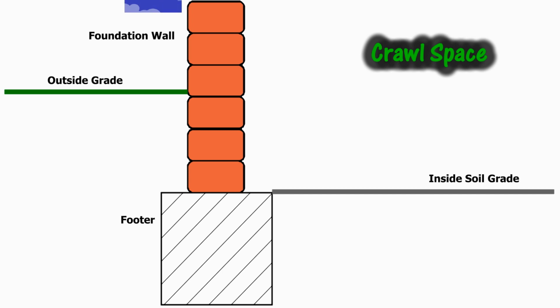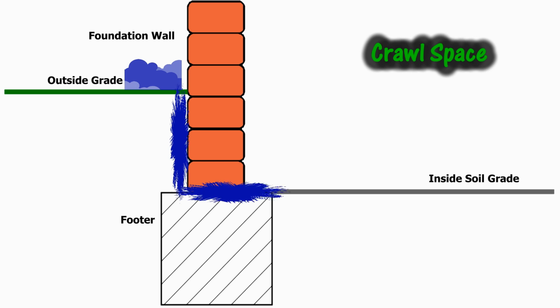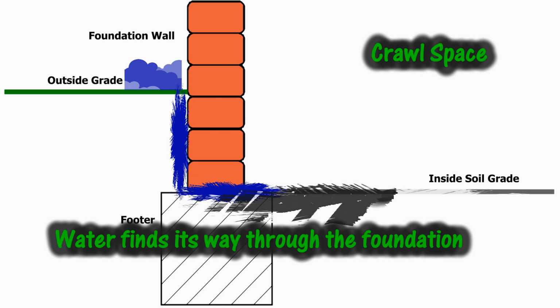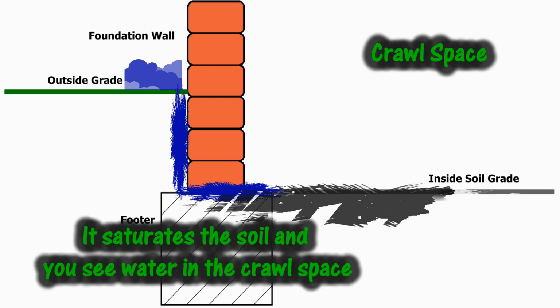As it begins to rain, water will pool up alongside of the foundation wall. It finds its way to the footer and slowly seeps into the crawl space. As it does, it begins to saturate the soil. This causes the water table to rise, and soon you will see water sitting on top of the soil in the crawl space.